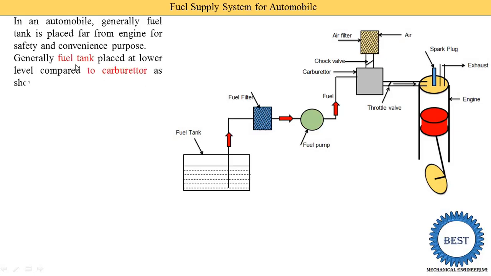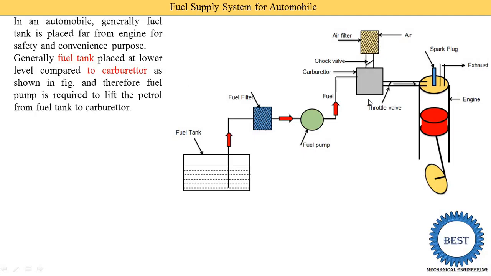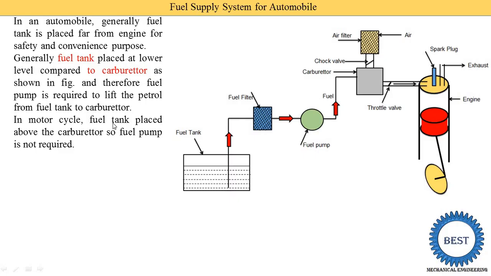Generally the fuel tank is placed at a lower level compared to the carburetor, as shown in this figure. Here you see this is the carburetor and this is the fuel tank, meaning the fuel tank is at a lower level compared to the carburetor. Therefore a fuel pump is required to lift the petrol from the fuel tank to the carburetor. The fuel tank is at the lower level and the carburetor is at the upper level, that's why we need the pump to supply the petrol from the fuel tank to the carburetor. In a motorcycle, meaning our two-wheeler or bike, the fuel tank is placed above the carburetor, so the fuel pump is not required.